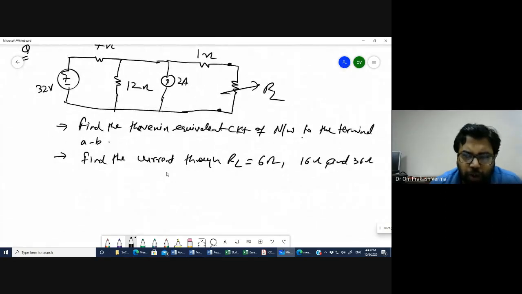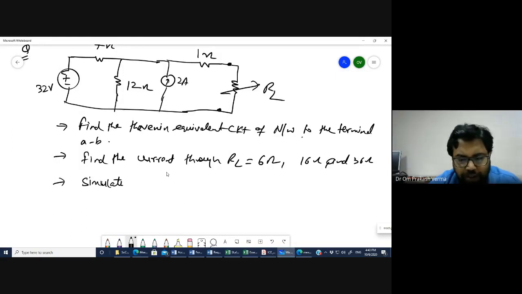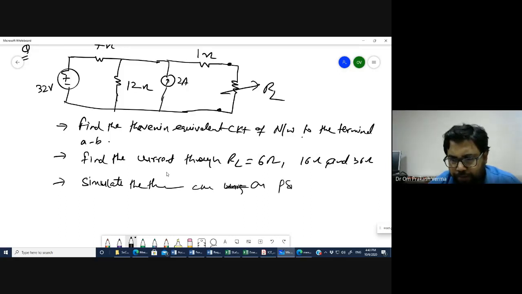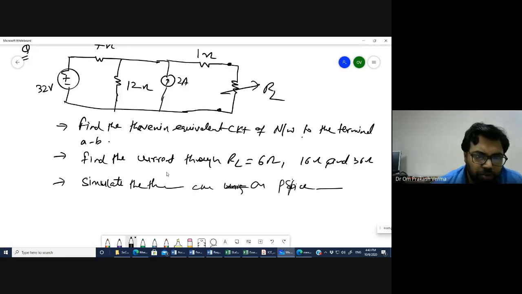Then your problem is you have to simulate the Thevenin circuit using PSpice software, right? So I am proceeding. First of all, I am solving the question manually.